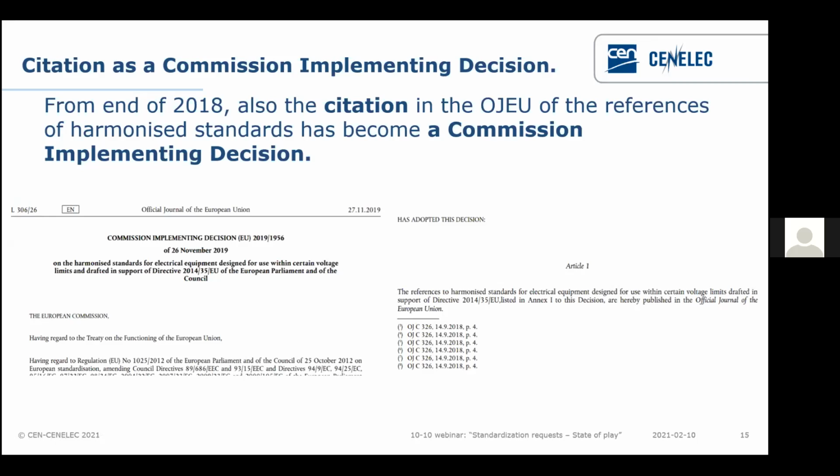Commission implementing decision means that, among others, this document also goes to the inter-service consultation, for instance, to the consultation of the European Commission legal services. So before citing a standard, the European Commission goes for the consultation of the legal service. Keep this in mind because this also explains why the Commission changed the model upstream.